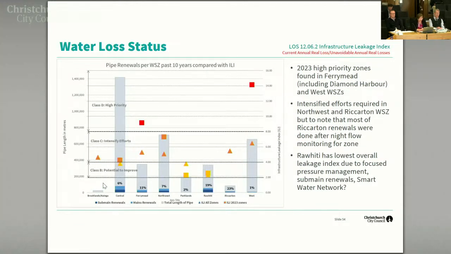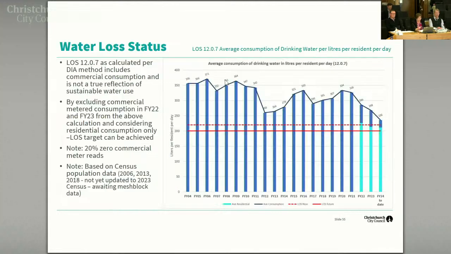This graph also shows the ILI that's been calculated per zone, where we saw that a lot of those red zones were identified last year in Ferrymead and West. The graph also shows the percentage of renewals done in the past 10 years in comparison with the total length of pipe in each zone. What's interesting on the graph is that Rafferty zone has one of the lowest ILIs, not just last year, but also in previous monitoring. That could really be because of the pressure management that was done in Rafferty, the many sub-main renewals that were completed, as well as now the latest deployment of the smart water network in Rafferty.